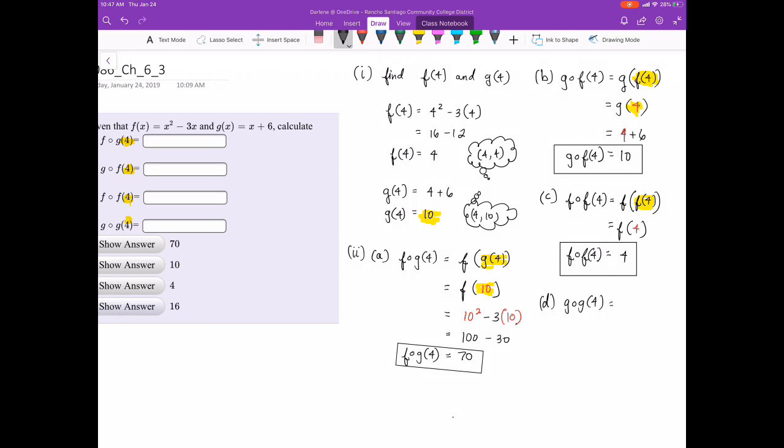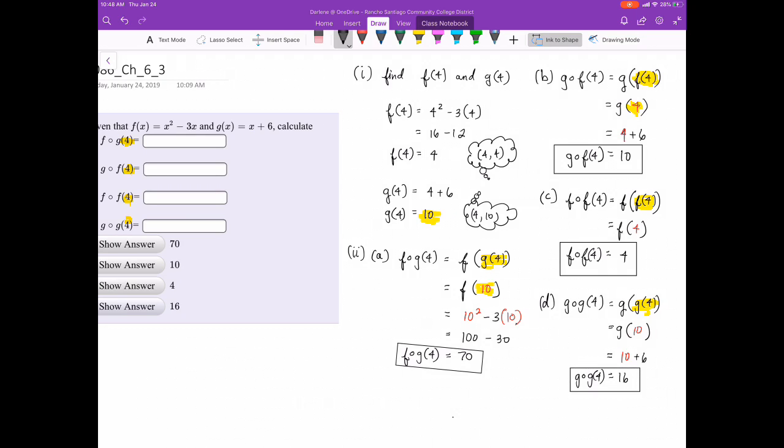So g of g of 4, by definition, is g of 4, and I found g of 4 in 1i, which was 10. So really I'm just looking for g of 10, putting 10 back into g. g was x plus 6, so this will just be 10 plus 6, which is 16. So g composed of g of 4 is 16.